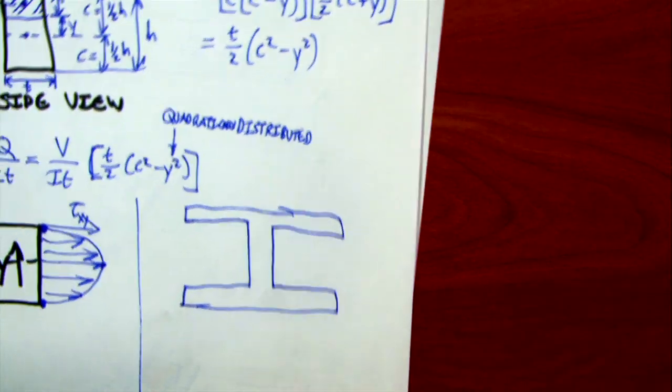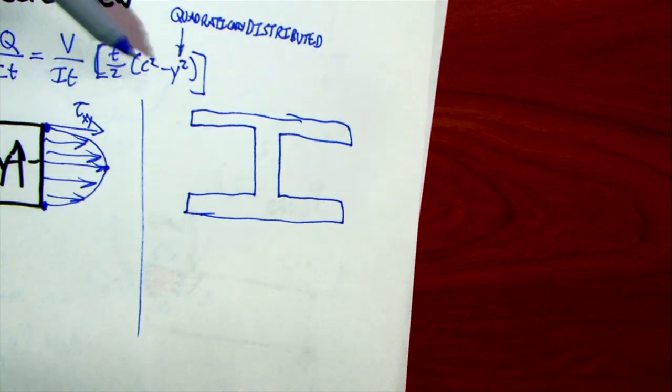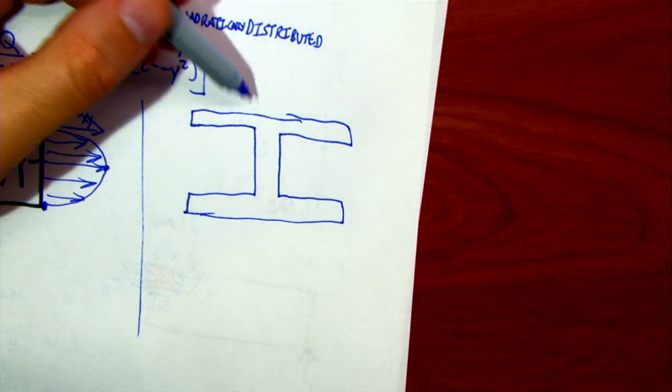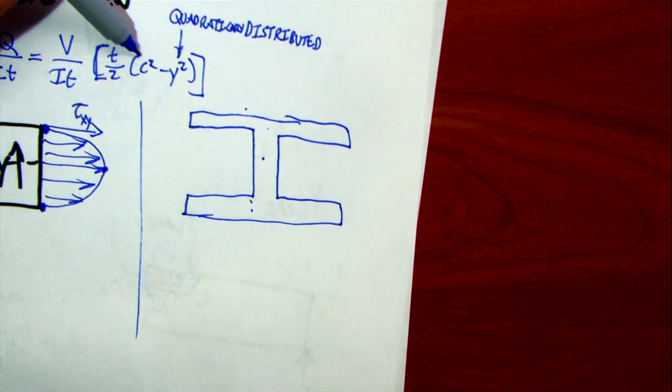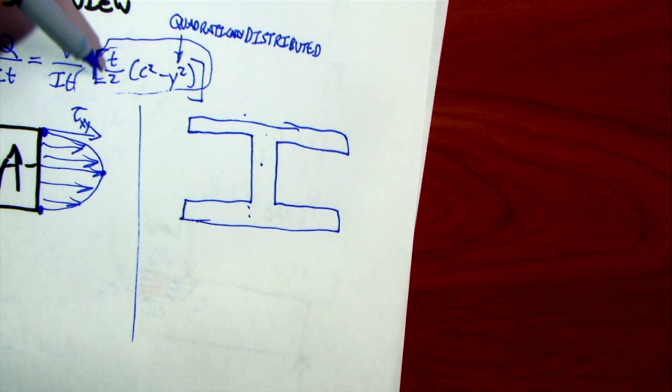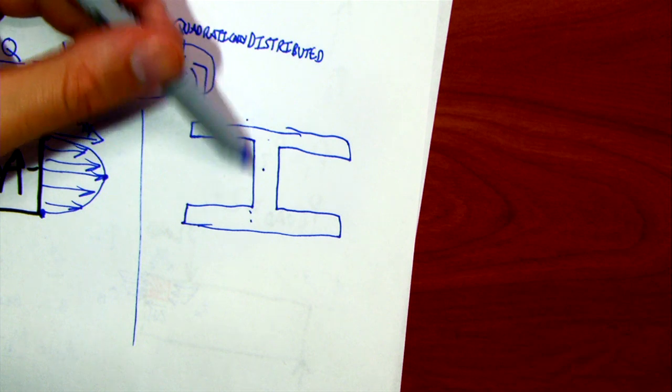It's a really wide flange I-beam. So we came up with this quadratic distribution for a rectangle, right? And that's not going to change. This t over 2 times c squared minus y squared expression is going to hold true for any part of this I-beam, right? But this expression isn't going to have the same numbers plugged into it. Like the thickness doesn't stay the same throughout this entire I-beam.